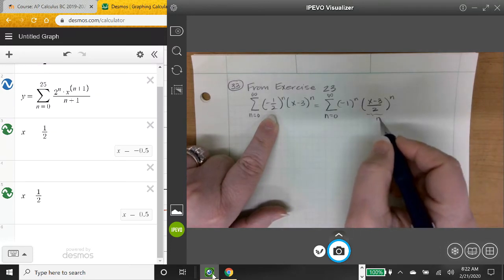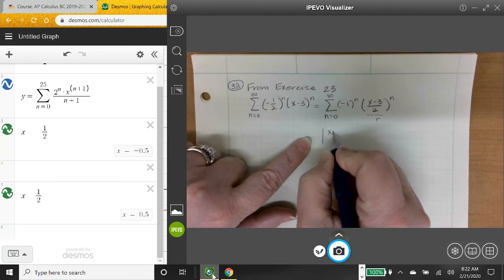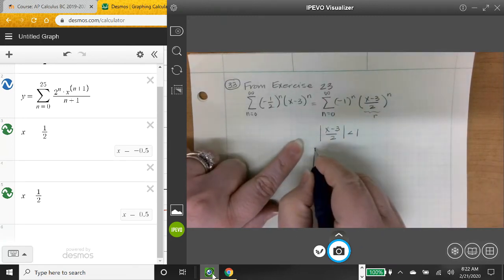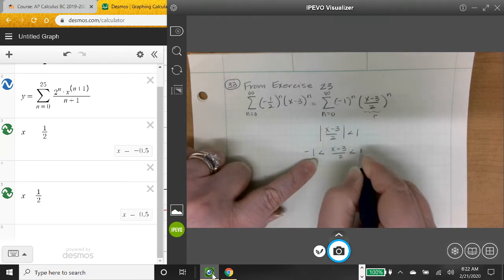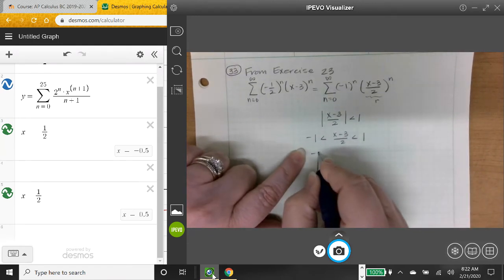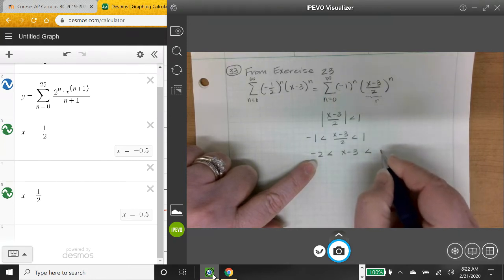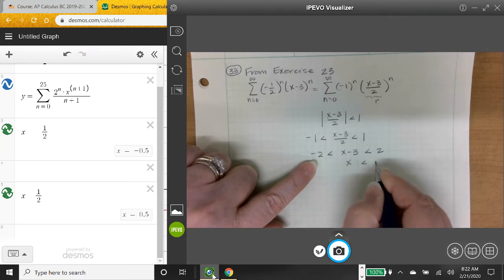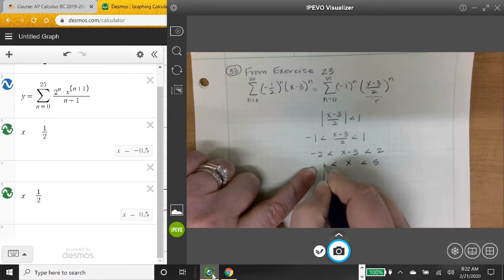Okay, and if that's r, then I know that this will converge when the absolute value of x minus 3 over 2 is less than 1. And that's going to be negative 1 less than x minus 3 over 2 less than 1. So it's going to lie between negative 1 and 1. Multiply all three sides by 2, I get negative 2 less than x minus 3 less than 2, and then I add 3 to all three sides, and we get negative 2 plus 3 is 1, and this is going to be 5.